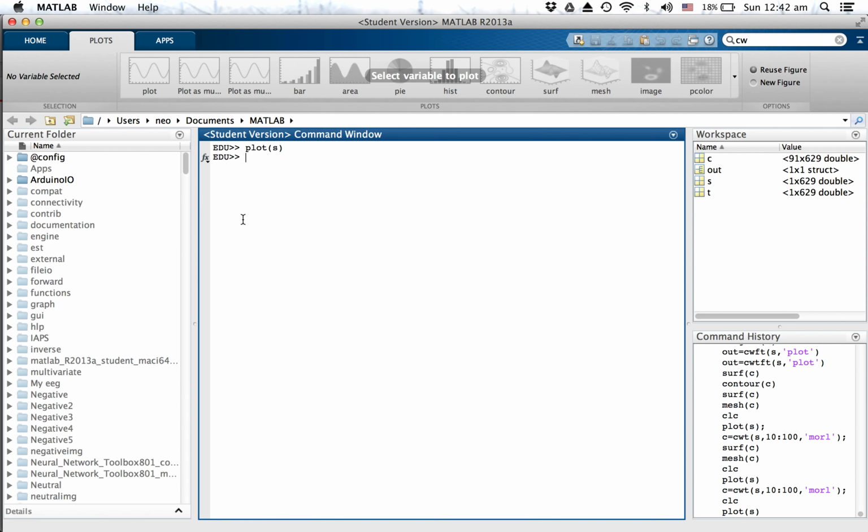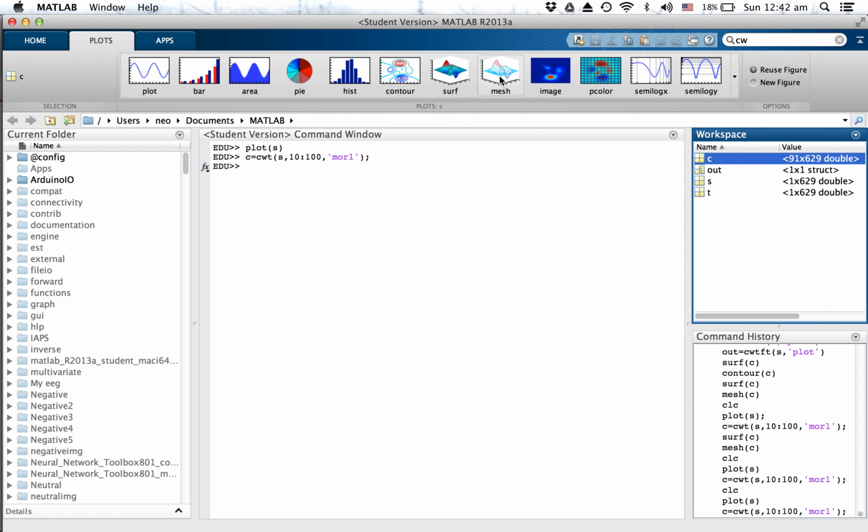So let's try to do the wavelet analysis also. This is the command for wavelet analysis. CWT is a function which stands for continuous wavelet transform. S is the signal. These are scales, which are like a representation for frequency, and MORL stands for Morlet wavelet. Let us do it now. My output variable C has the wavelet output, so let's try to plot it.